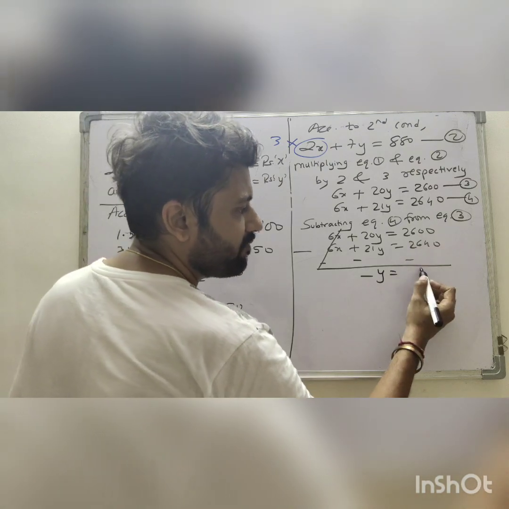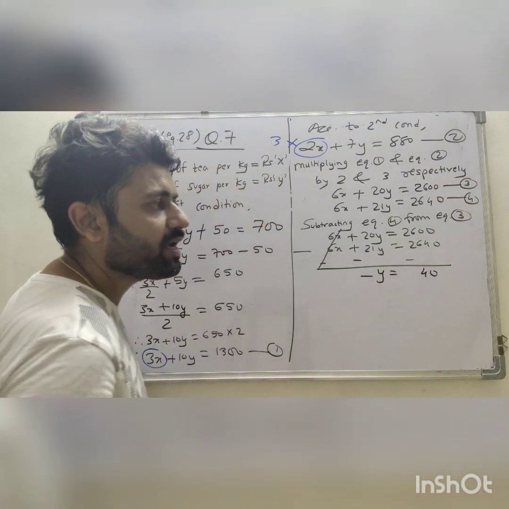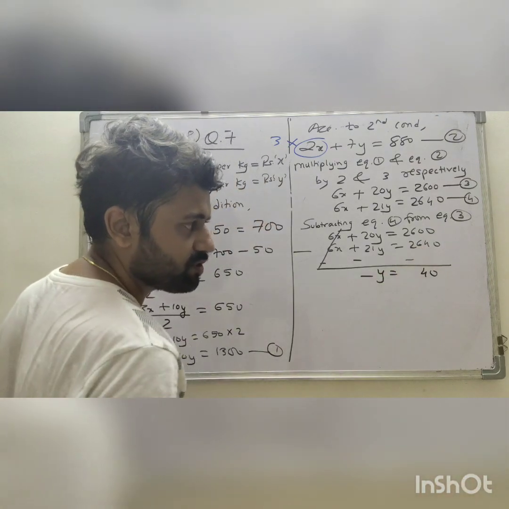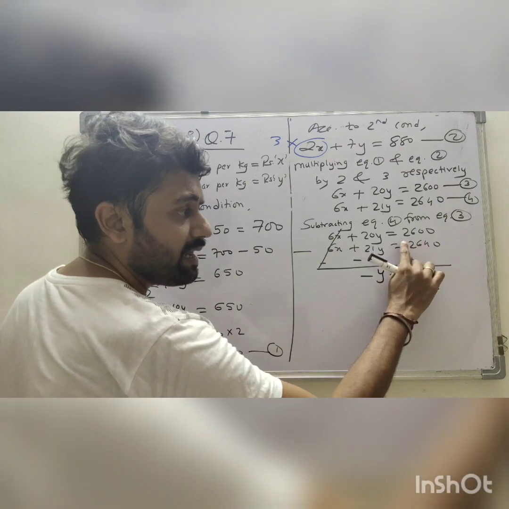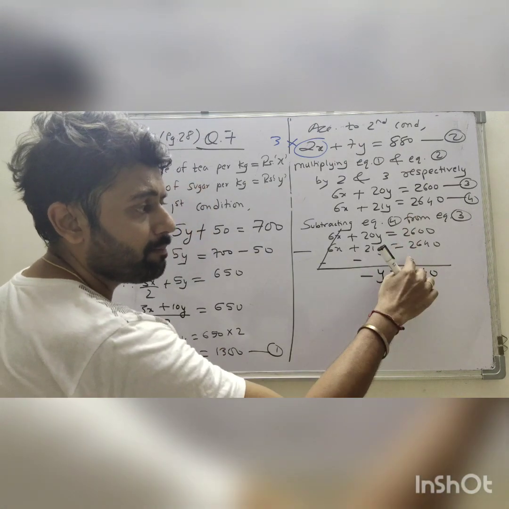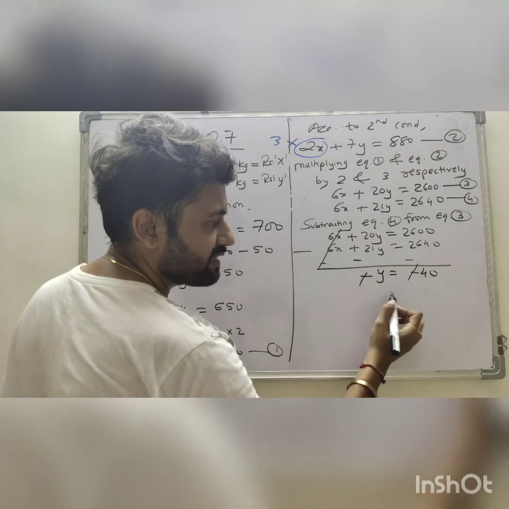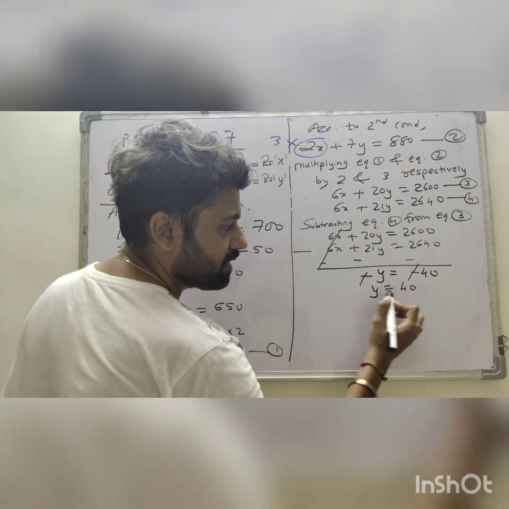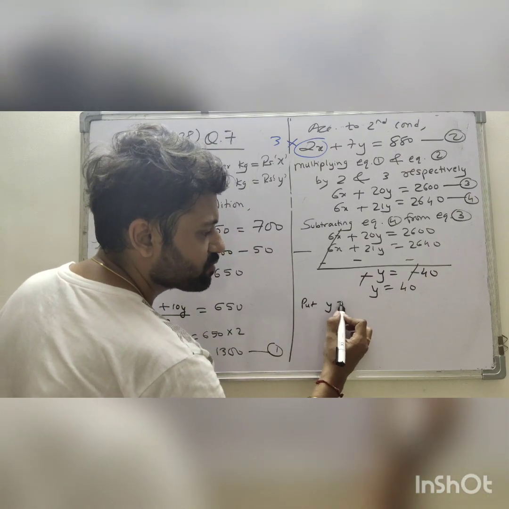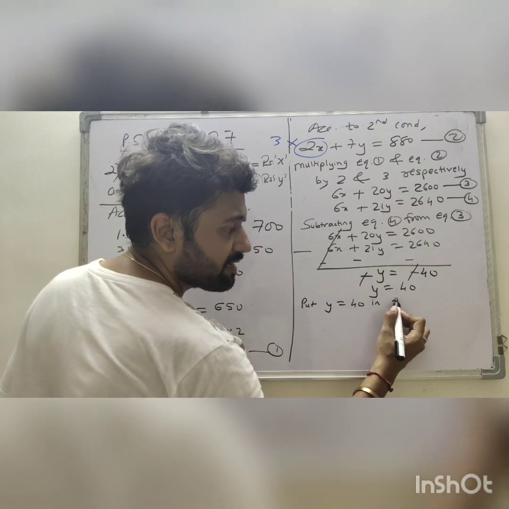Bada minus chota, we get 40. Sign of the greater number. The greater number is 2640. 2640 का साइन पहले प्लस था लेकिन अब हो गया माइनस. Minus minus gets cancelled. y is equal to 40. Put y is equal to 40 in the equation you like.